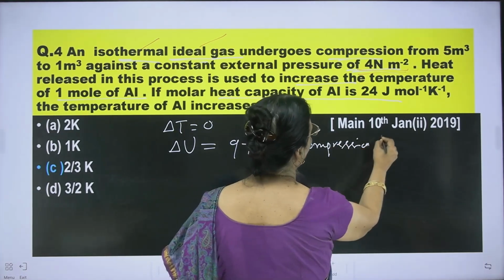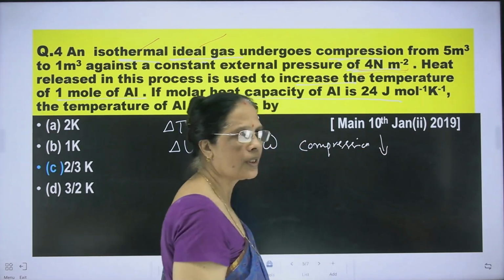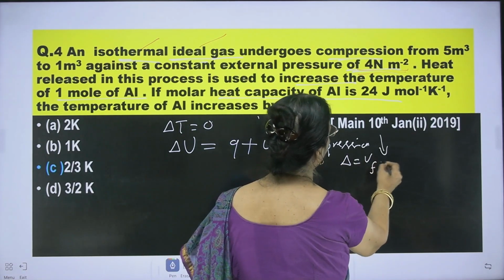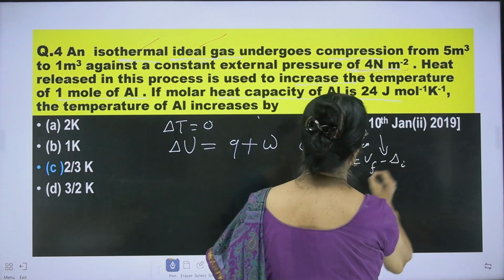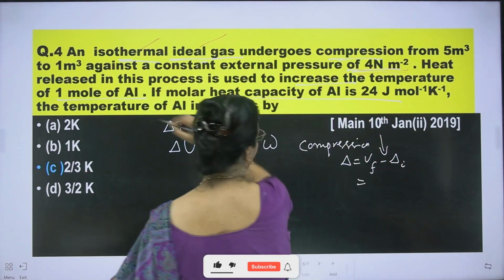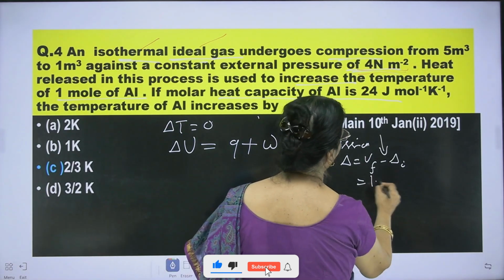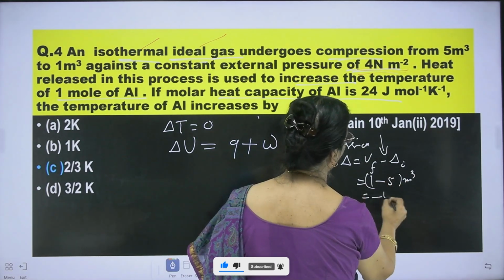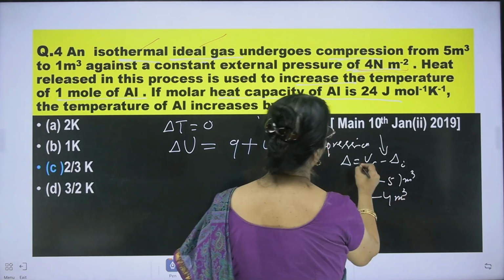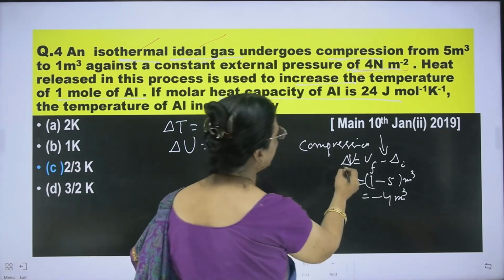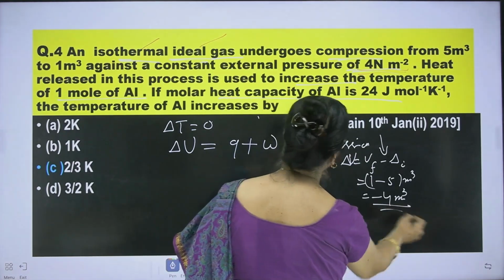Compression means work done on the system. Clear? And here del V is equal to V final minus V initial, and it is given V final is equal to 1 m cube and V initial 5 m cube. So here 1 minus 5 m cube. Clear? It is minus 4 m cube. So del V, the change in volume, is equal to minus 4 m cube.